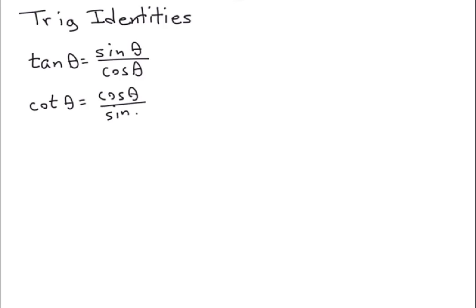So for instance, tangent theta is sine theta over cosine theta. Cotangent theta equals cosine theta over sine theta. Secant theta is 1 over cosine theta, and cosecant theta is 1 over sine theta.